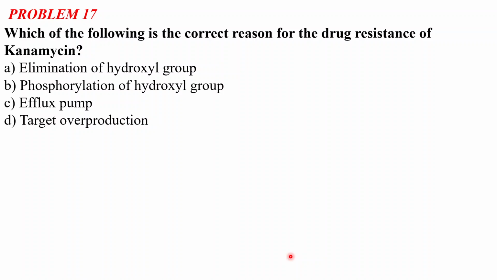Let me know A, B, C, or D, which of the following will be the correct answer of this problem. Which of the following is the correct reason for the drug resistance of kanamycin? Elimination of the hydroxyl group, phosphorylation of the hydroxyl group, efflux pump, or target overproduction. Again, I will check the chat box after a minute. Let me know A, B, C, or D.